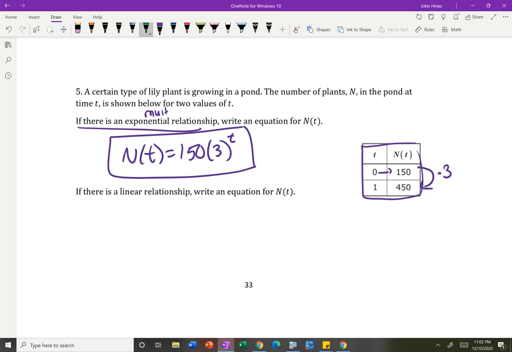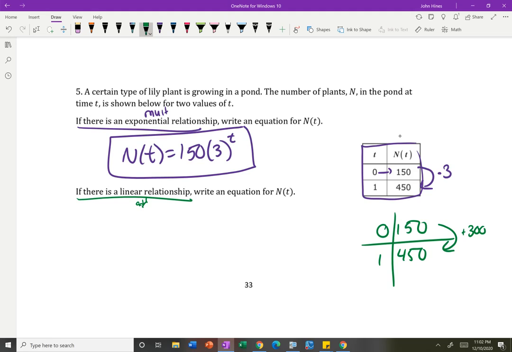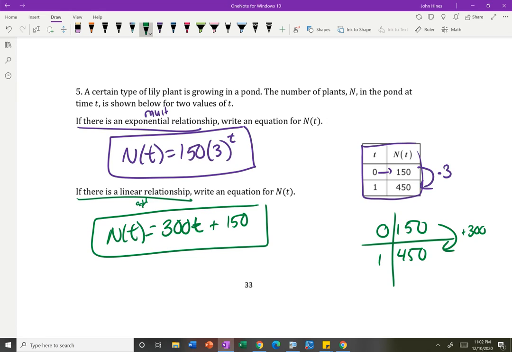And now we're going to do it all again. Let's pretend we never did that, and let's pretend we're working with a linear function here. So linear functions are repeated addition. So what do I add to go from 150 to 450? Well, I add 300. So that's my slope, that's my rate of change. y equals my rate of change, mx, or in this case t, mx plus my starting amount, plus 150, mx plus b. And that's the equation of my line.